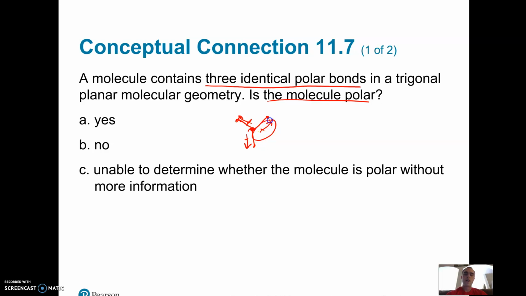If we were to add up all 3 of these vectors here, they're all pulling at the same strength in opposite directions. If we were to add all these together, there is no net movement of the electrons on this molecule. So the answer is going to be no. Okay, it is not a polar molecule.